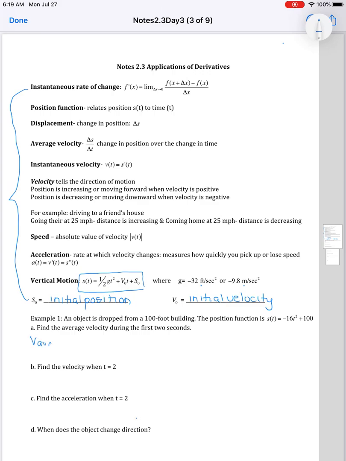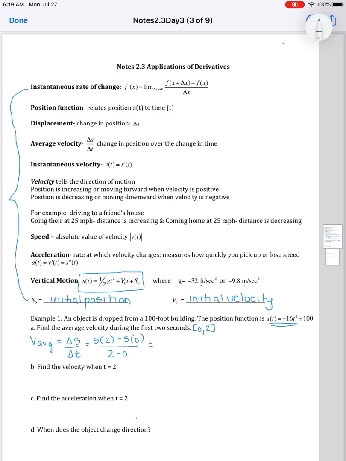Okay, and so this is all the information that we're now going to use for the next set of examples. The best thing to do when you read a problem is first identify what exactly they are asking for, and what process or formula you need in order to get the answer. It says an object is dropped from a 100-foot building. The position function is s of t equals -16 t squared plus 100. So the position function is given to you. It's asking what is the average velocity during the first 2 seconds.